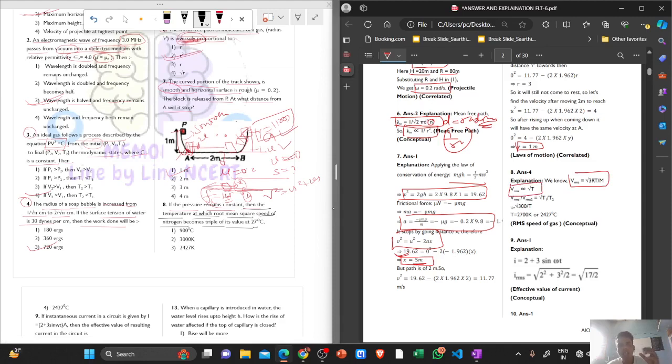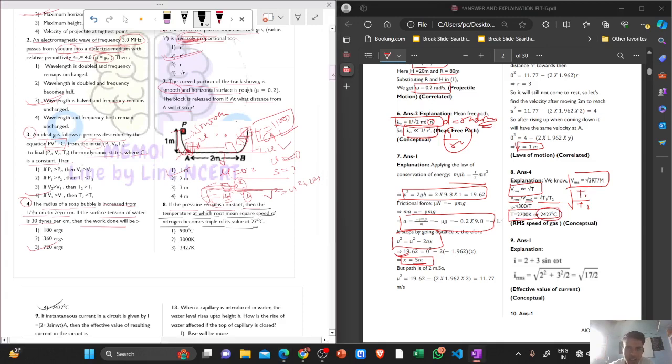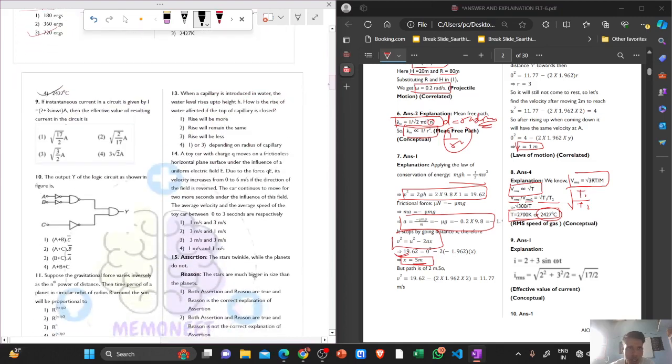So you can calculate the root mean square speed at the two different temperatures, that is Vrms1, Vrms2, the root T1 by root T2. After putting all the values, we can get the value of final temperature, that is equal to 2427 degrees Celsius. Kelvin is 700 Kelvin. So option number 4 will be the correct answer. Now moving to another question.